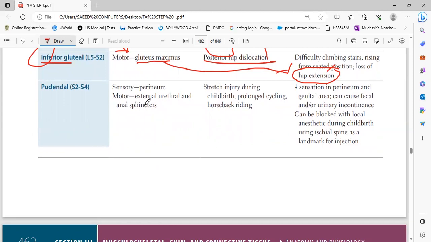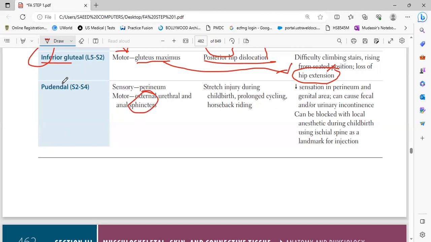Okay, and it is motor to some sphincters, the anal sphincter and urethral sphincter. And guys, remember, whenever you have pudendal nerve injury, you will have incontinence. You will have fecal incontinence, you will have urinary incontinence. Okay, this is a high-yield point.